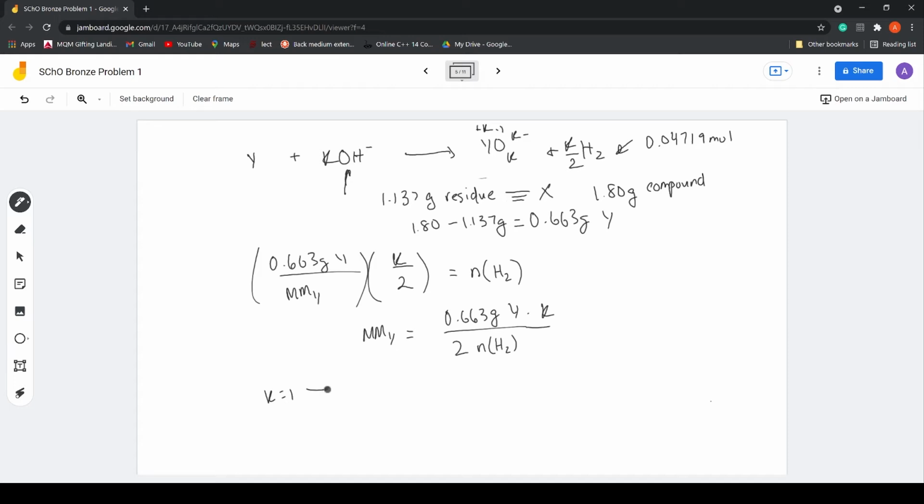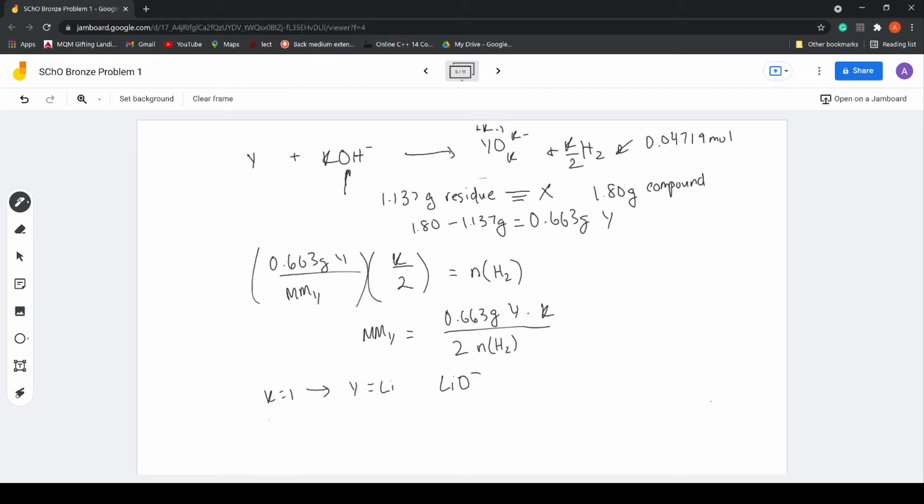So if K equals 1, what do we get? We get that Y equals lithium. So this means that if Y was lithium, at the end of the day we form this LiO minus anion, which really doesn't make any sense at all. This would really never form. This is not a normal compound, and it really would not form at all. So this makes no sense.